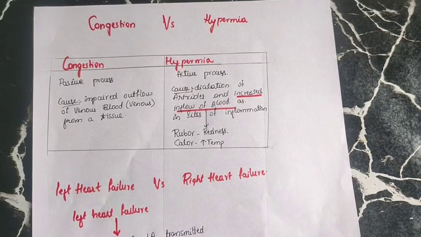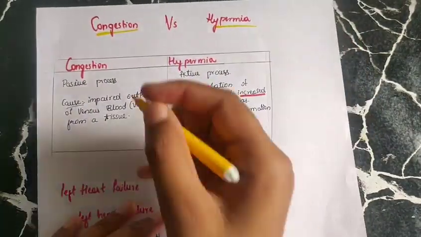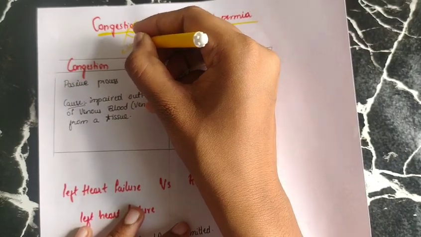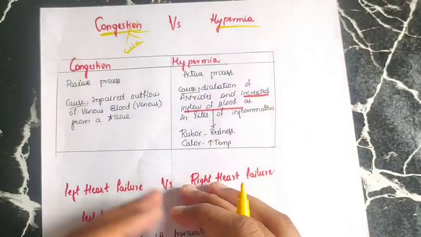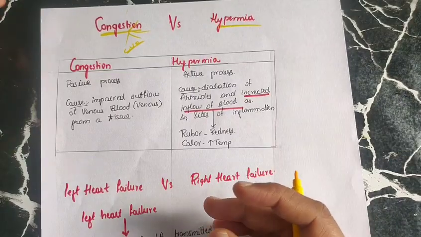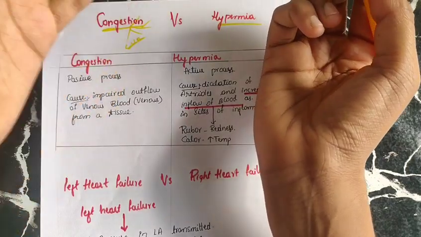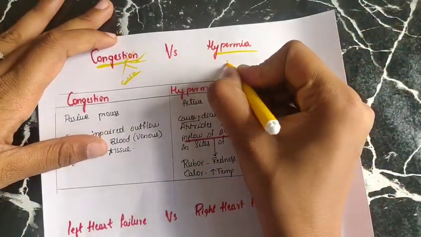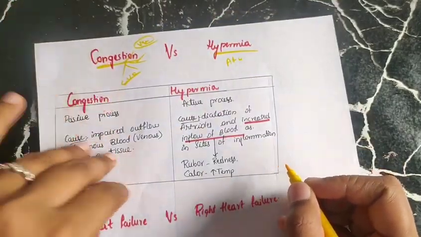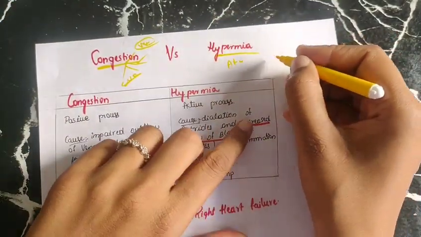In this video, I'll be teaching you the difference between congestion and hyperemia. Because of congestion, we can see various disorders like CVC lung, liver, spleen, and kidney. Before studying the pathogenesis of those, we have to understand the difference between congestion and hyperemia. Hyperemia occurs in arteries, whereas congestion is venous. So first I'll explain what hyperemia is.